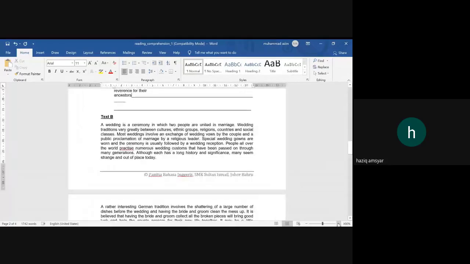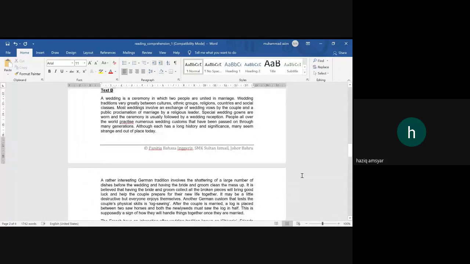A wedding is a ceremony in which two people are united in marriage. Wedding traditions vary greatly between cultures, ethnic groups, religions, countries, and social classes. Most weddings involve an exchange of wedding vows by the couple and a public proclamation of marriage by a religious leader. Special wedding gowns are worn, and the ceremony is usually followed by a wedding reception. People all over the world practice numerous wedding customs that have been passed on through many generations. Although it has a long history and significance, many seem strange and out of place today.